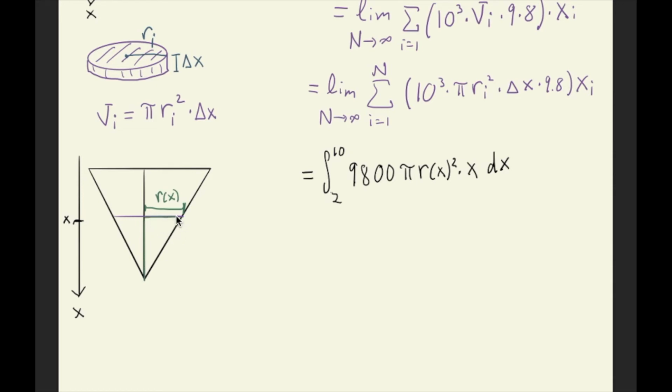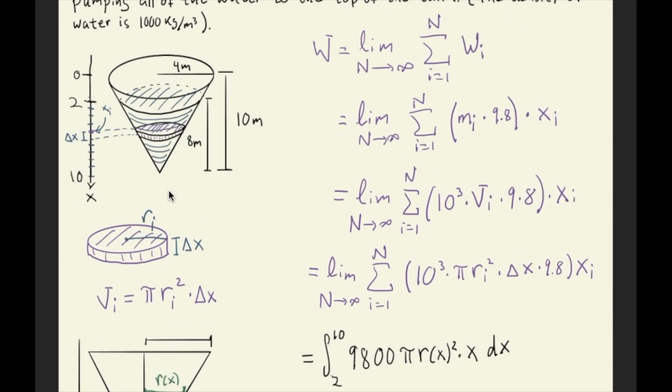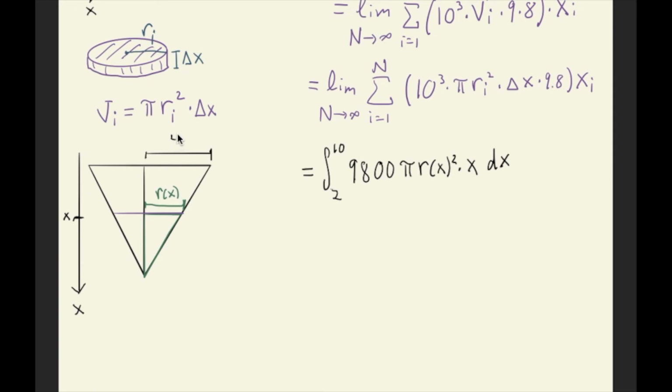And if you look at this green triangle, it is inside of this bigger black triangle. And we can try to use triangle similarity to figure out a formula for r of x, right? So in the big triangle, this length here, that's the radius of the base on the top, right? It's this radius here, which is 4 meters. And the height of the big triangle, so this number here, is the height of the whole cone, which is 10.